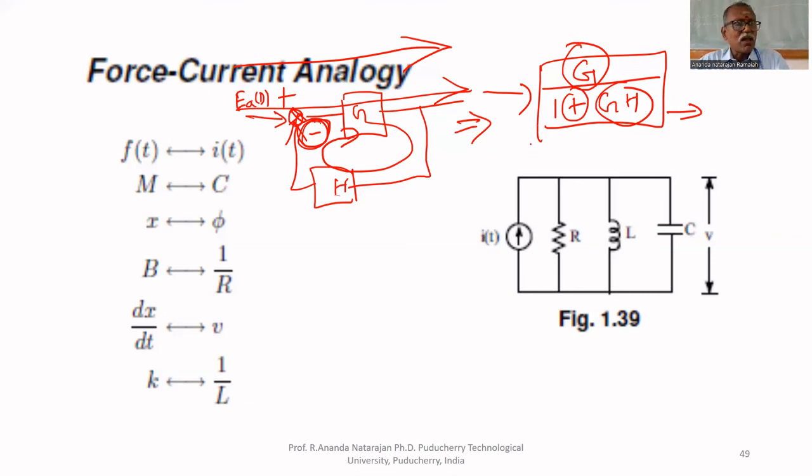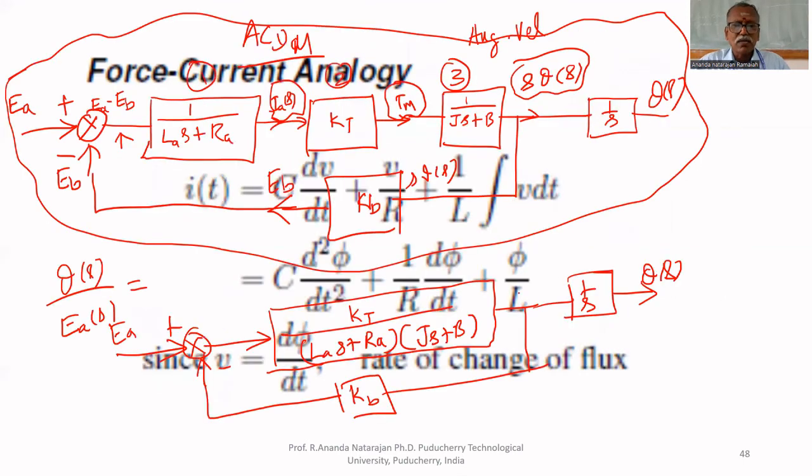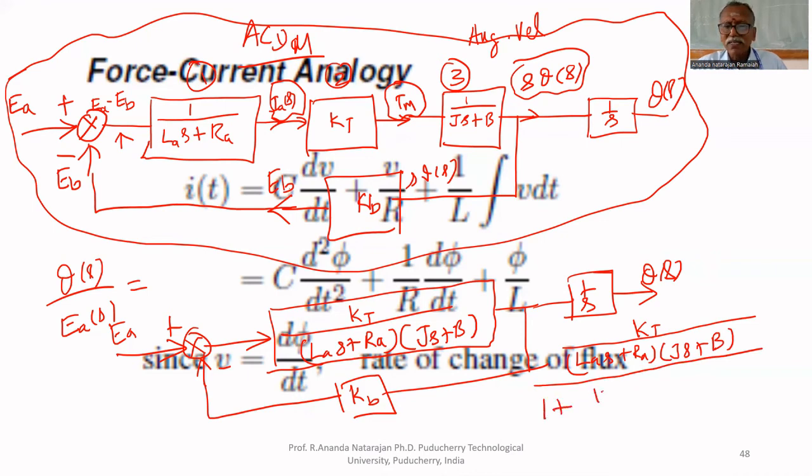If you apply the same formula in the previous block, it becomes KT upon LAS plus RA, JS plus B, whole divided by 1 plus KT KB. Why KT KB? There is one KT, this KB, upon LAS plus RA multiplied by JS plus B.